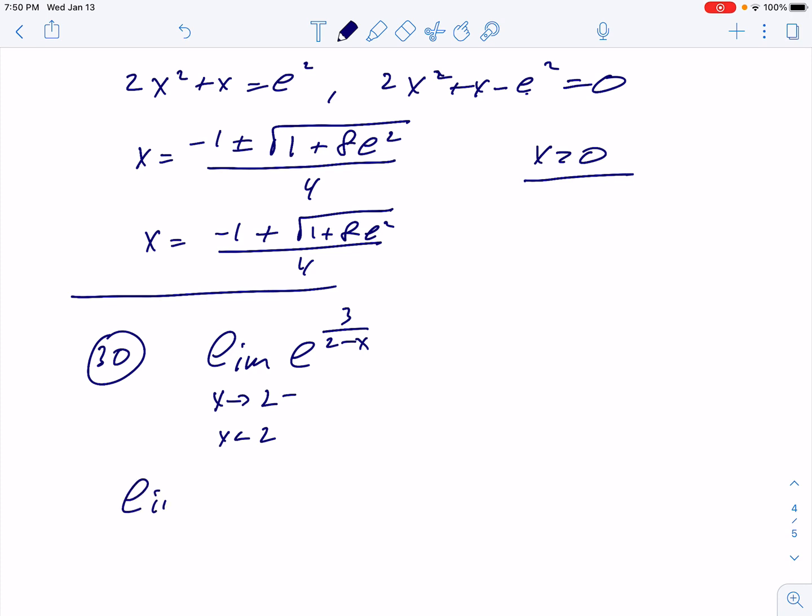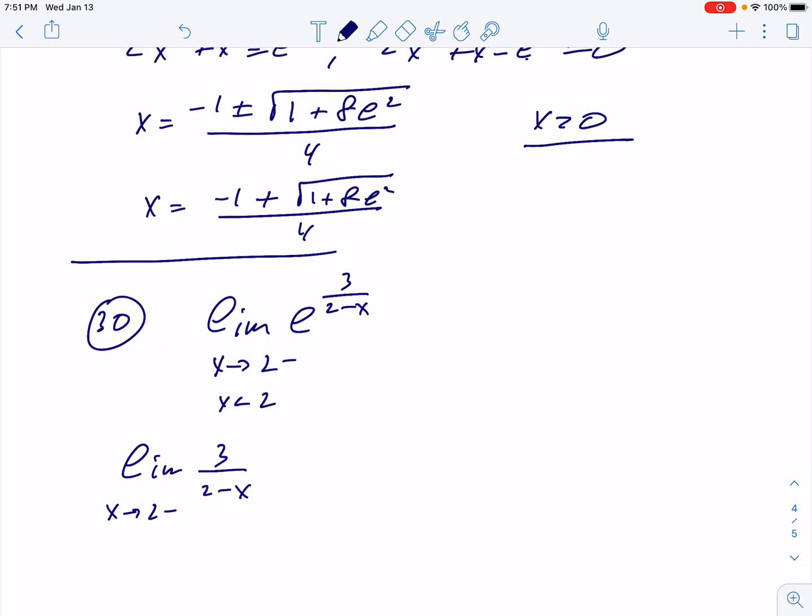We have first to compute this limit when x approaches 2 from the left. When x approaches 2 from the left, 2 minus x is positive. However, denominator goes to 0. So all this will be infinity. And I can roughly say this is exponential infinity, which is infinity. The exponential function grows to infinity when x grows to infinity.